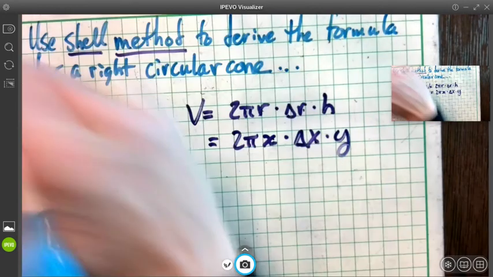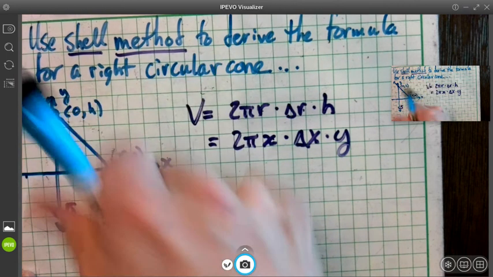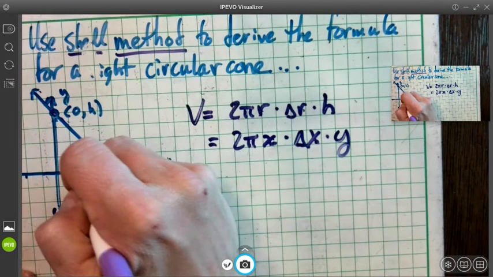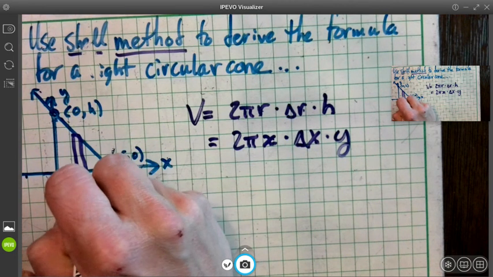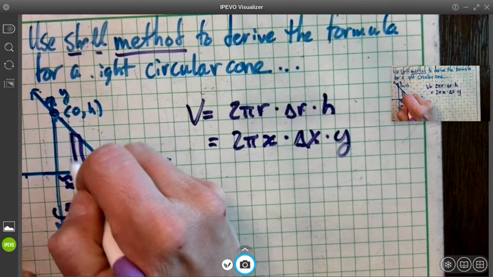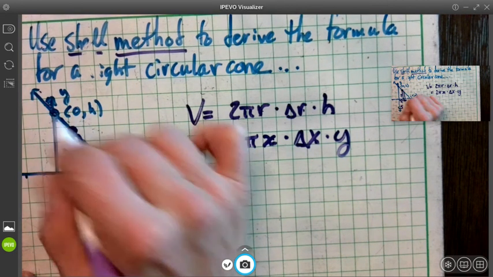I'll draw that a little bit better so we can actually refer to it easier without me gumming it up. So here we go. The height of my slice, again, the radius of my slice is x. The thickness of my slice is delta x. This height right here is a y value measured from the x-axis to some point on that line.